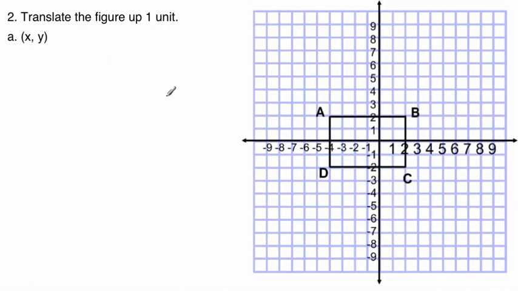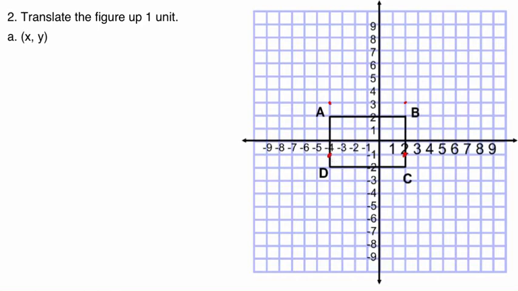Number 2, translate the figure up 1 unit. So it doesn't say anything about left or right. So all we're going to do is we're going to take each one of these points, A, B, C, and D, and we're going to go up 1. So here's going to be A prime. Okay, we're going to go up here, B prime, go up here to be C prime, and up here to be D prime. You don't have to label those with the A, B, and C prime.